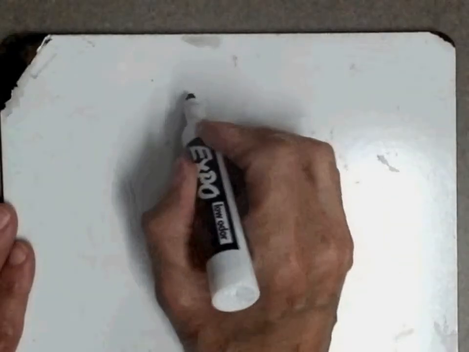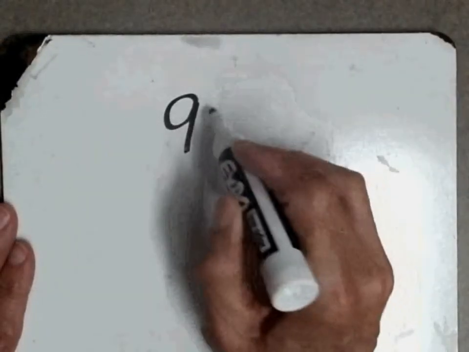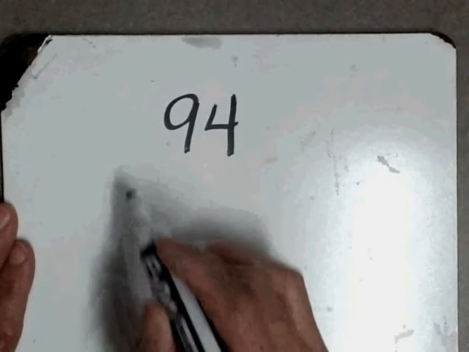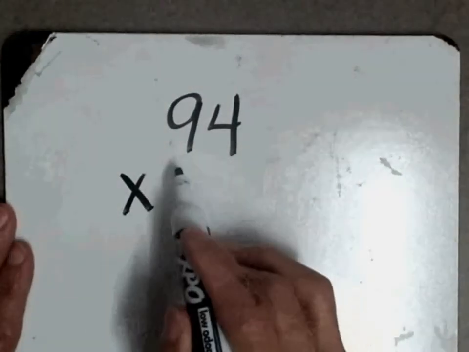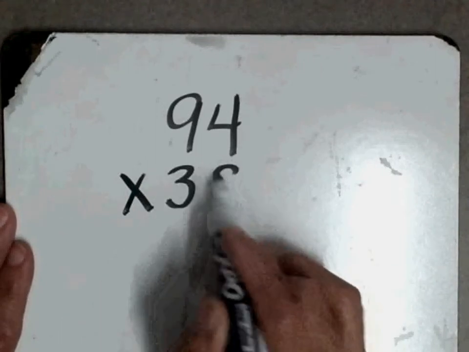99. How about 94? And then we're going to multiply that times, go ahead and write that on your boards, please. Multiply it times 38. We're going to do 38.